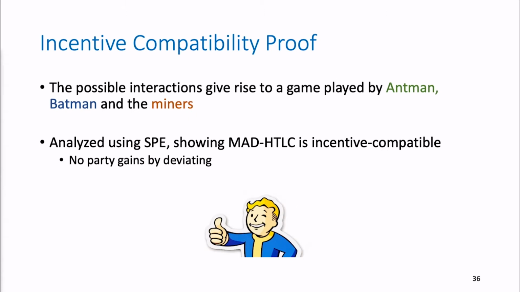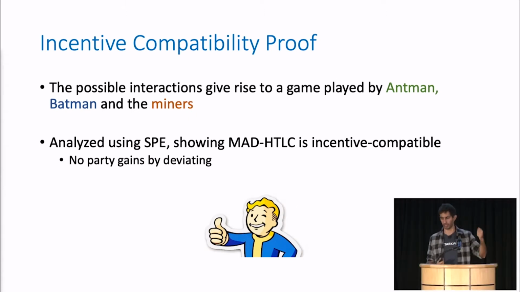Once we prove the possible interactions with the contract, we can describe the resultant game of these possible interactions. Now we describe the possible moves, and we can describe what a player can and should do in order to maximize their revenue. So again, a game played by Ant-Man, Batman, and the miners, again using the SPE solution concept. Again, we have T rounds where each action results in a subgame of the remaining rounds.